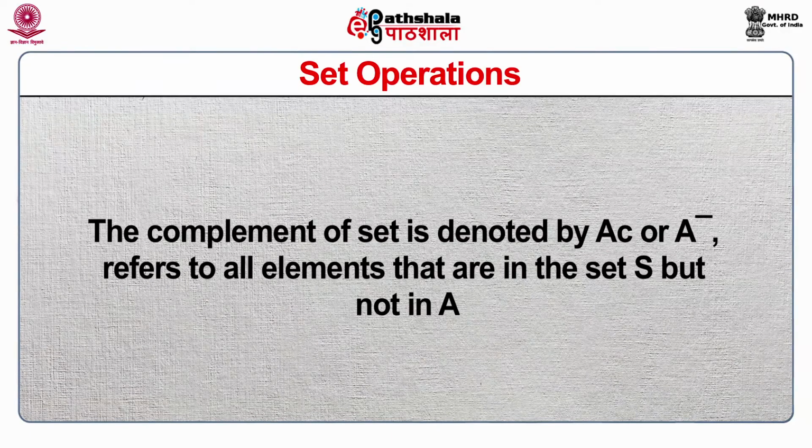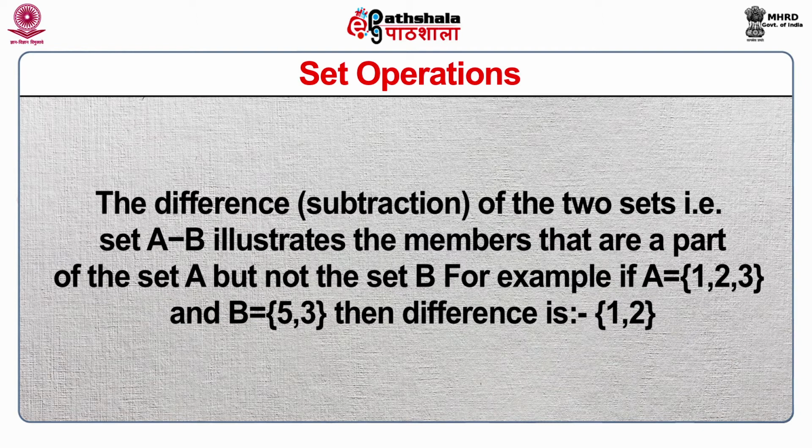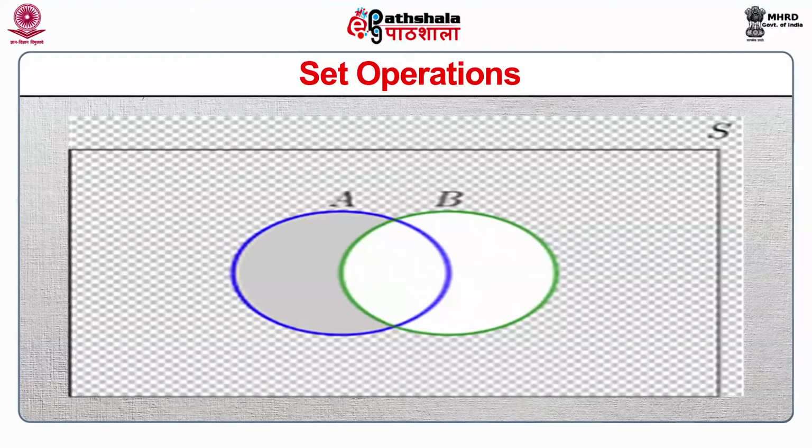Third, the complement of set A is denoted by A C or A bar. It refers to all the elements that are in the set S but not in A. Fourth, the difference or the subtraction of the two sets, that is A minus B, illustrates the members that are a part of set A but not the set B. For example, if A is equal to set 1, 2, 3 and B is equal to set 5, 3, the difference is 1 and 2, which is represented as in this diagram.